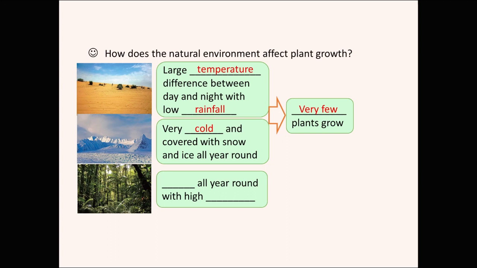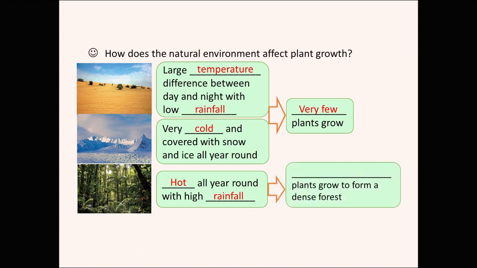How about the tropical rainforest? In the tropical rainforest, it is always hot, but at the same time, always raining. So the natural environment in the tropical rainforest is hot all year round and with high rainfall. Therefore, it is a very good place for the plants to grow. That's why you can see a large variety of plants growing in the tropical rainforest.